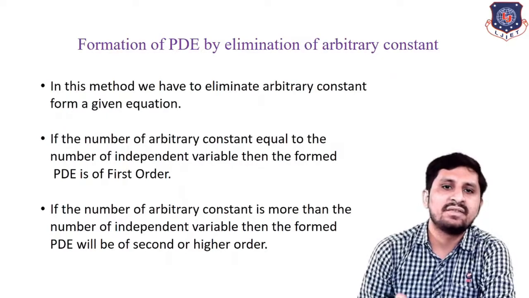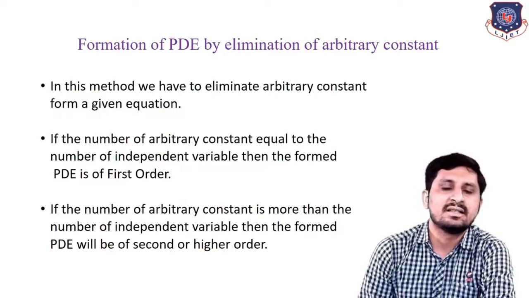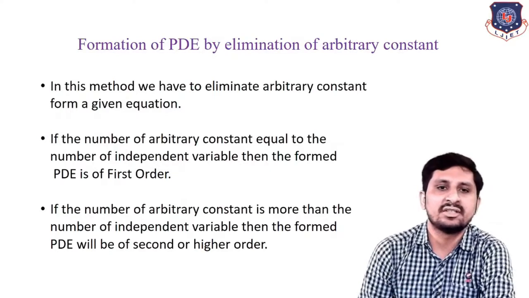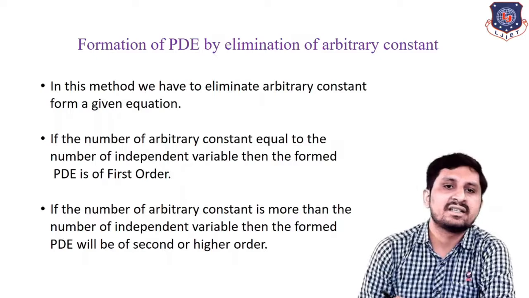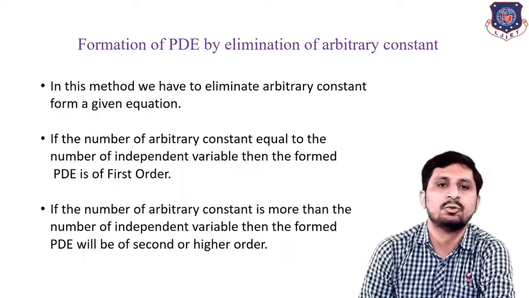Now if you have 3 arbitrary constants and 2 independent variables, that means you have more arbitrary constants than the number of independent variables. In that case, the partial differential equation you make is definitely of second order, or it can be of more than second order. These 2 are hints that you have to remember.